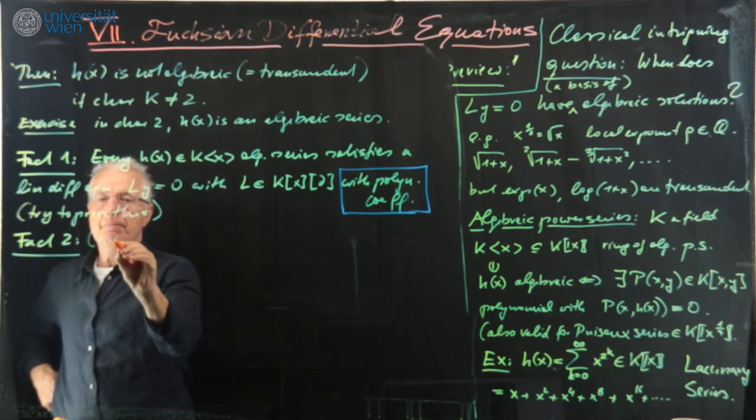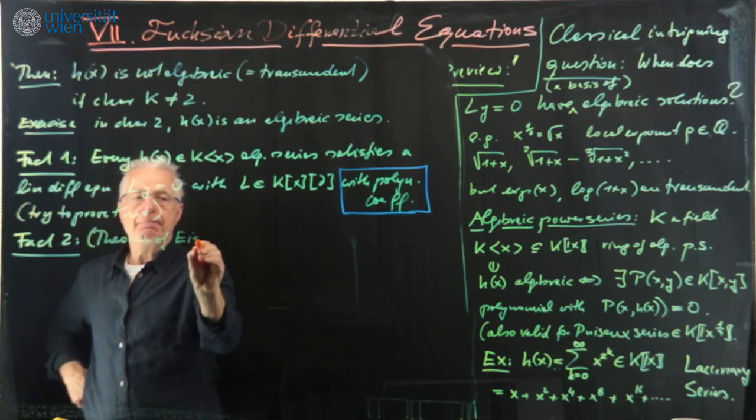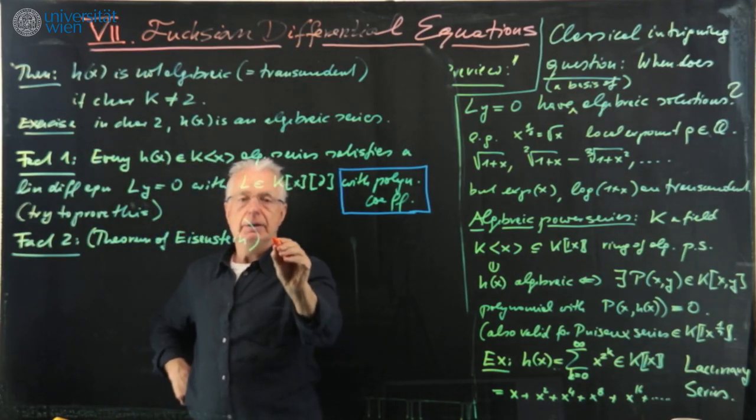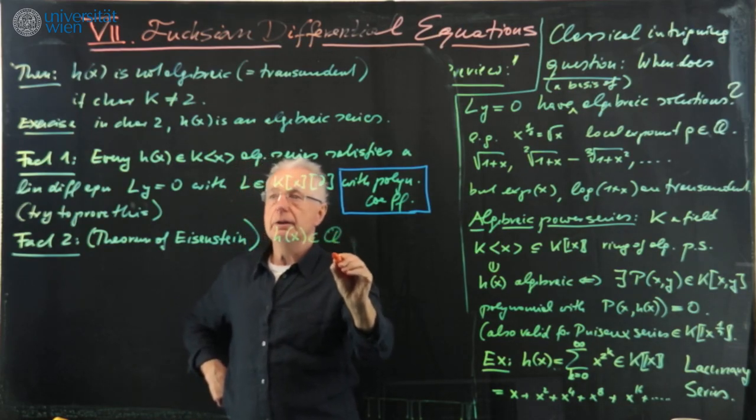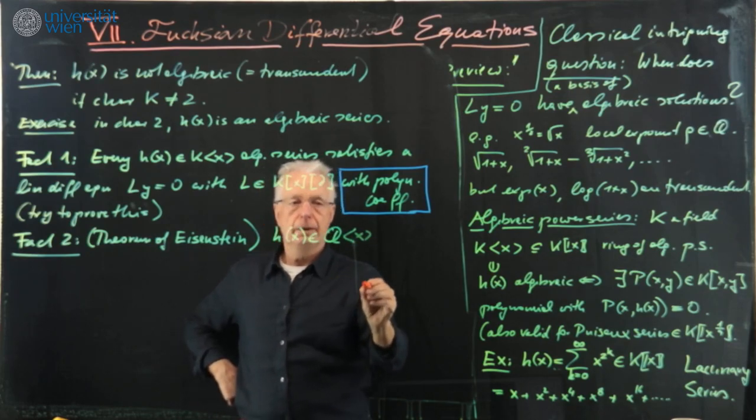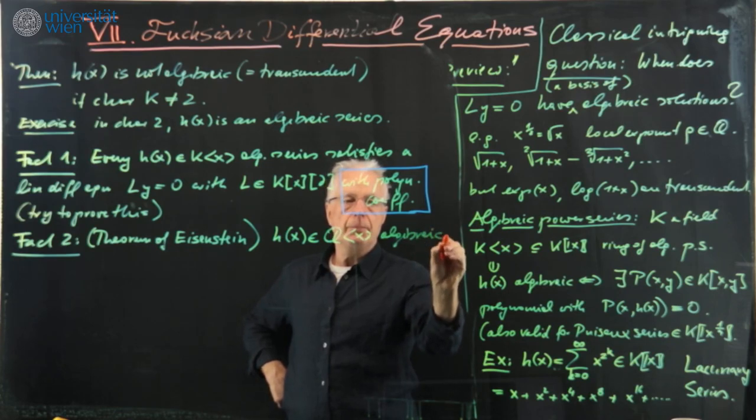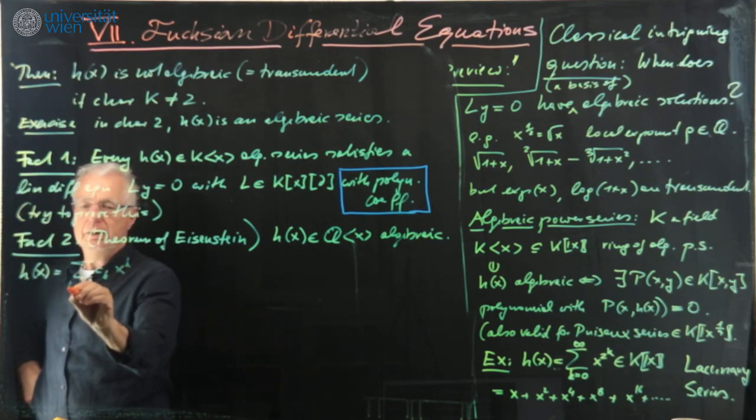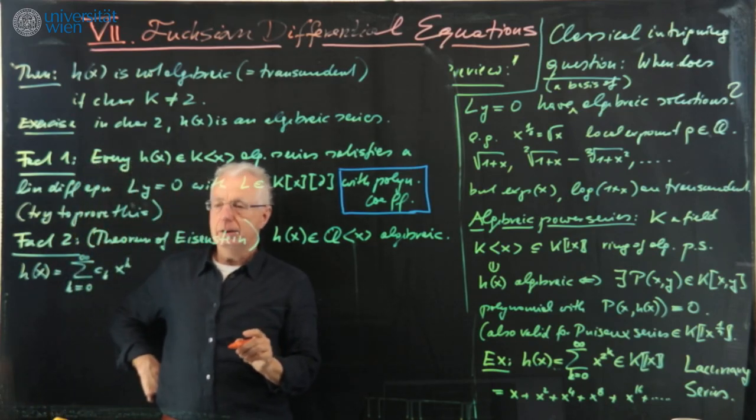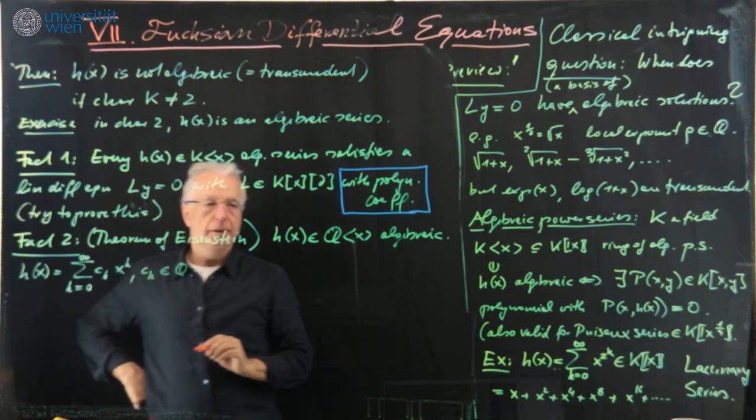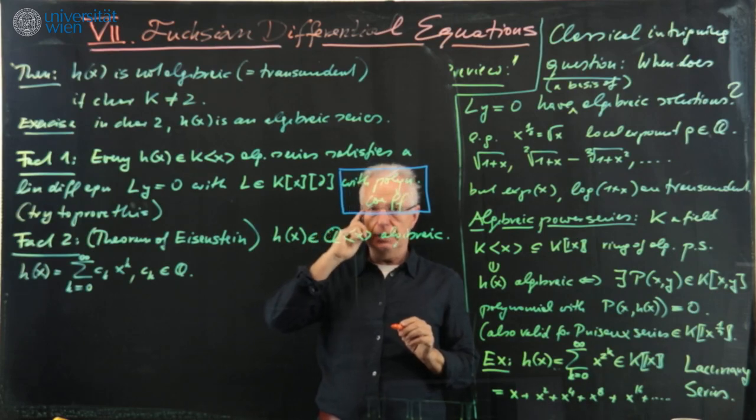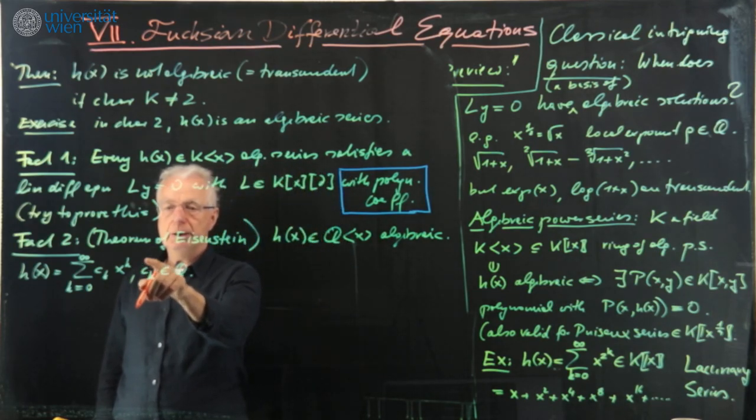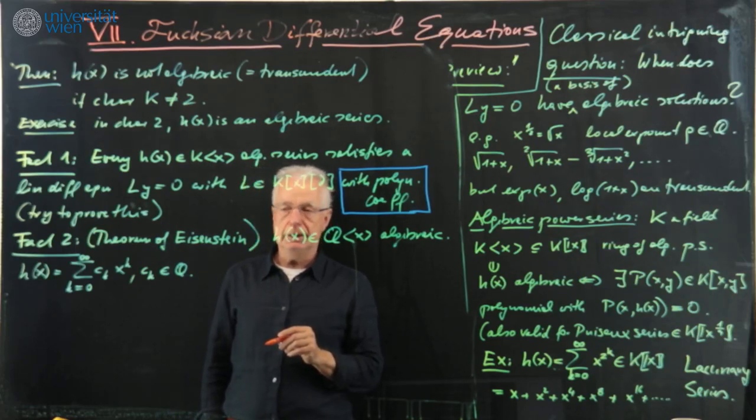This is a theorem of Eisenstein, which says the following. H of x now with rational coefficients, algebraic, and maybe we expand h of x as the sum of ck x to the k, k from 0 to infinity, then ck in Q. Then you can write ck as a fraction of integer numbers, and what Eisenstein observed without proving it is that the denominators of these rational numbers only involve finitely many prime numbers.